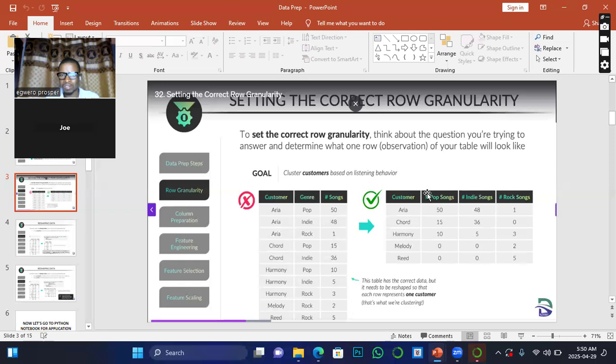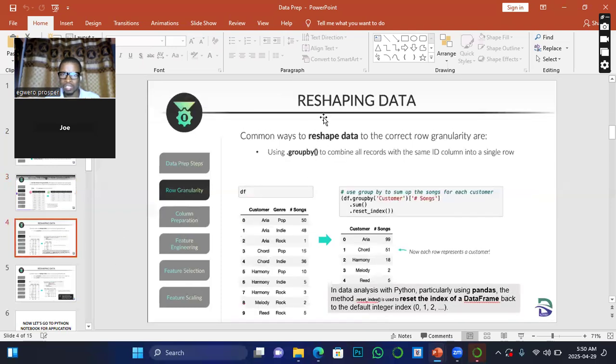To reduce it so that it can be best passed into our predictive analytics model. So if you now come here, this is where we are reshaping the data. And I said common ways to reshape data to the correct row granularity are using the .groupby function to combine all records with the same ID column into a single row. So this is the data that you are about to compute.